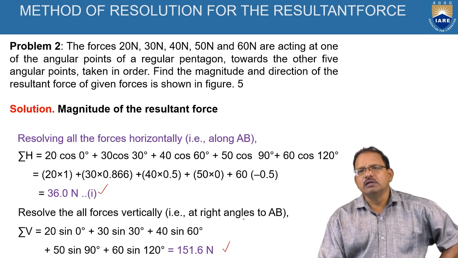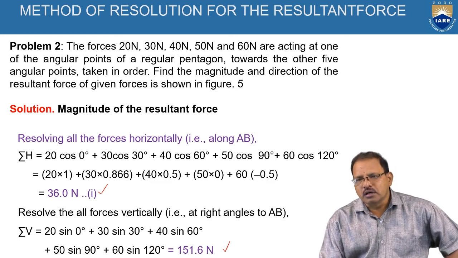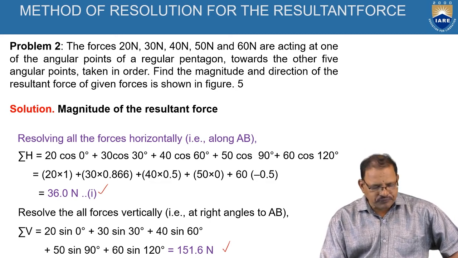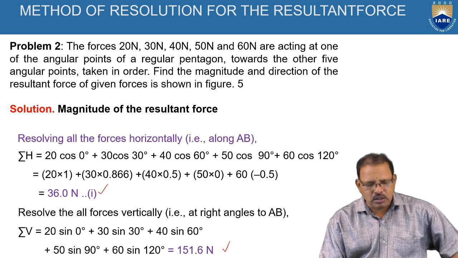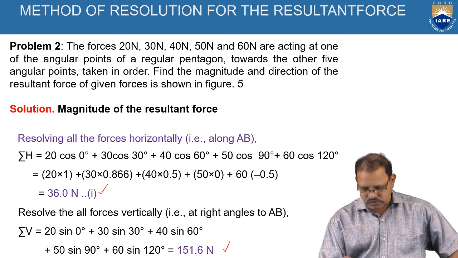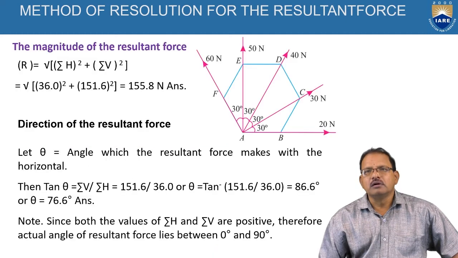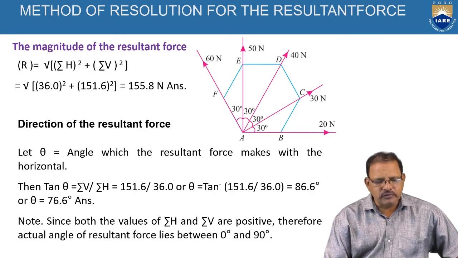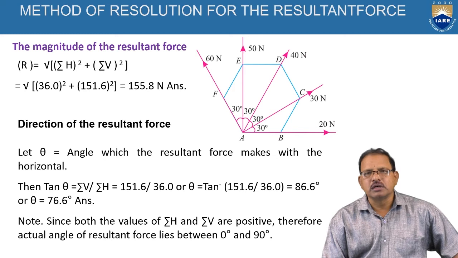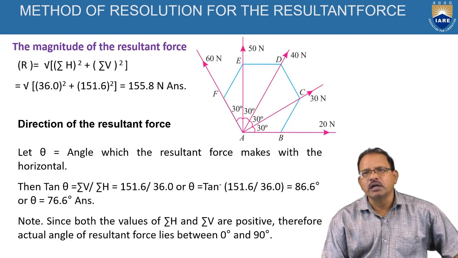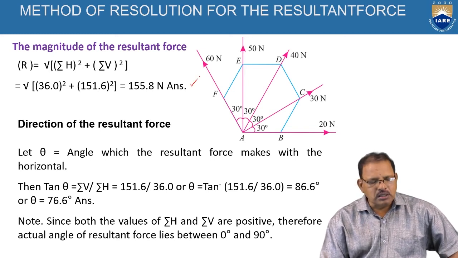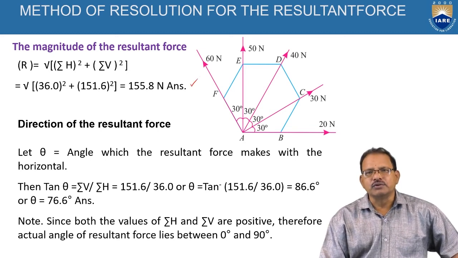So, according to the relation of a right angle triangle, the resultant force R is given by the square root of sigma h whole square plus sigma v whole square. On substituting these values, we get sigma h is equal to 36.0, whole square, plus 151.6 whole square. It gives 155.8 newtons. This is the magnitude of the resultant force.